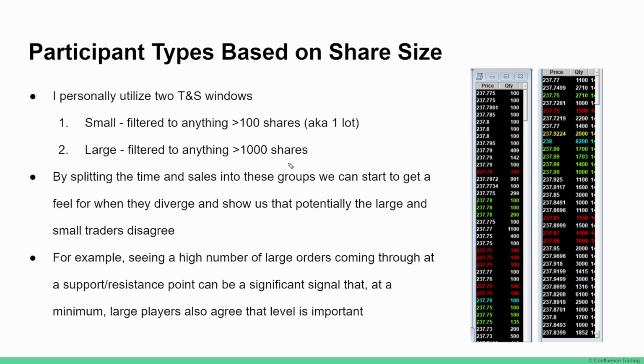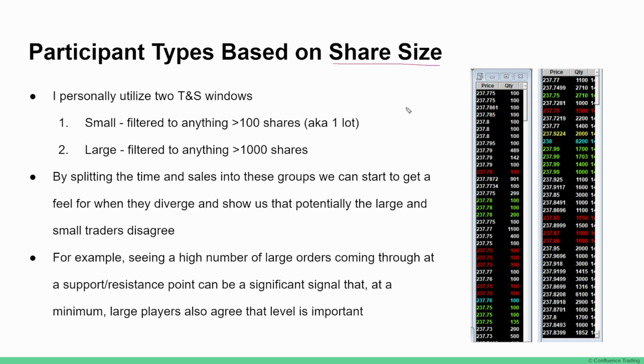Okay, so now that we've talked about the different print types and their relationship to the bid-ask spread and what that might tell us about the participants involved, I now want to show you how you can further differentiate the participants involved by splitting your time and sales window into multiple groups based on share size.